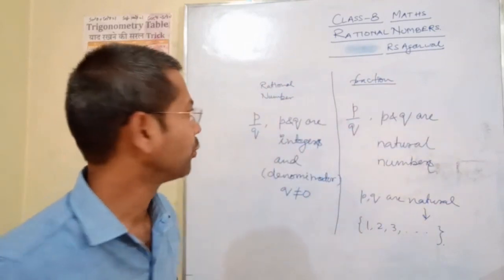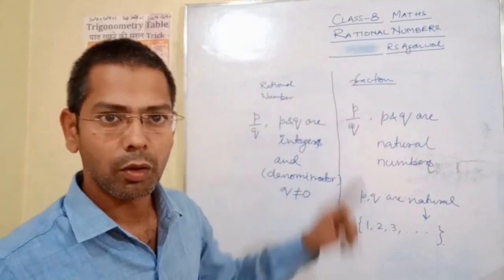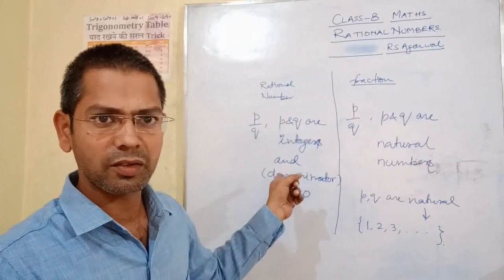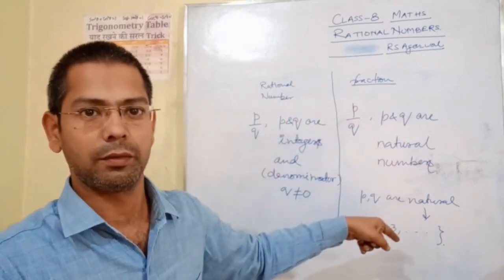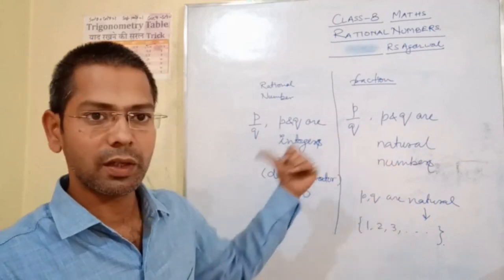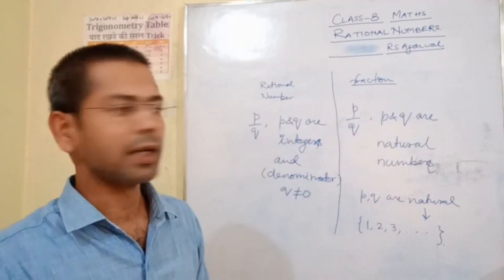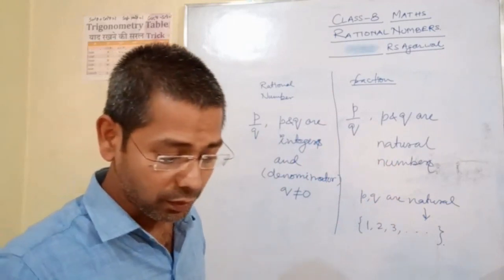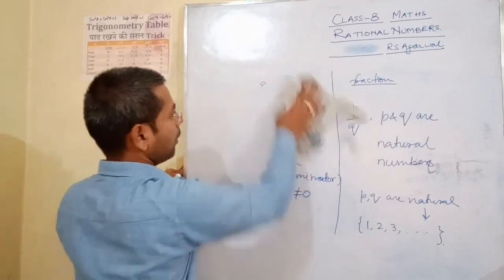One thing: all fractions are rational numbers, but all rational numbers are not fractions. Take care of this thing. Now we will discuss the multiplication of rational numbers.